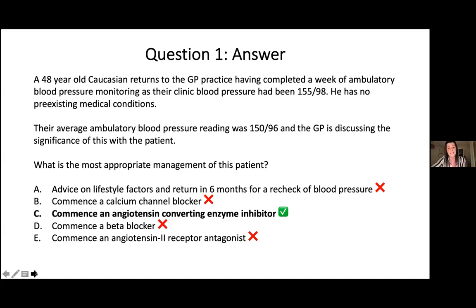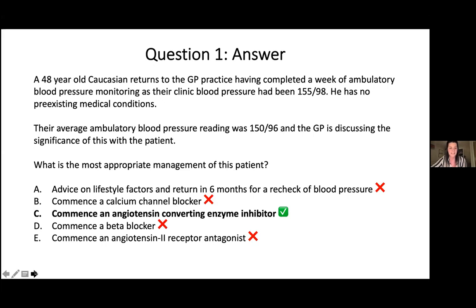So first line's an ACE inhibitor. If they're struggling with that, with the dry cough, we might think about an ARB. And calcium channel blockers and beta blockers, they are further down the line in terms of management. So first line management, stage 2 hypertension is an angiotensin converting enzyme inhibitor, an ACE inhibitor. Most of you guys got that right answer there, so well done. So let's move on to the next question.